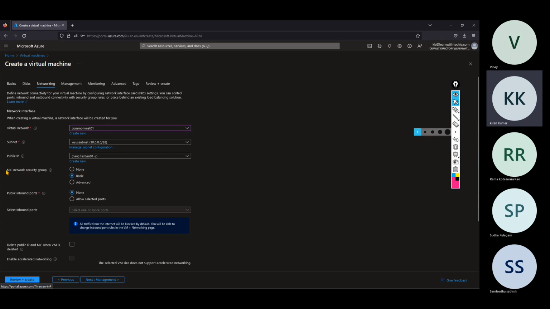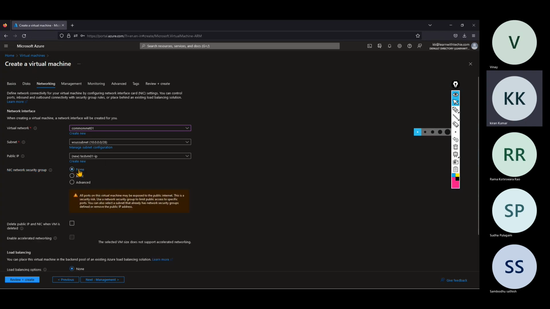Right now, I don't want a network security group at this particular virtual machine level. Whenever we are deploying the virtual machine, by default we get this option; we get a network security group by default. But in real time, we won't create a network security group at each and every virtual machine level.